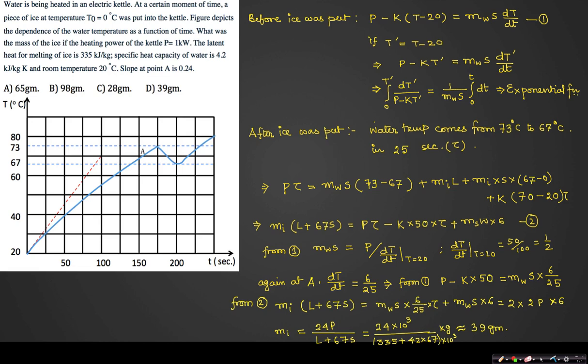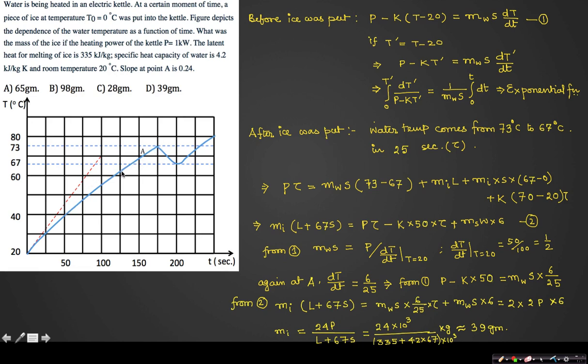So first of all, we need to understand why this graph is not a straight line. If I am heating water with an electric kettle, the power of the electric heater is constant, but the water temperature does not rise uniformly or in a straight line.